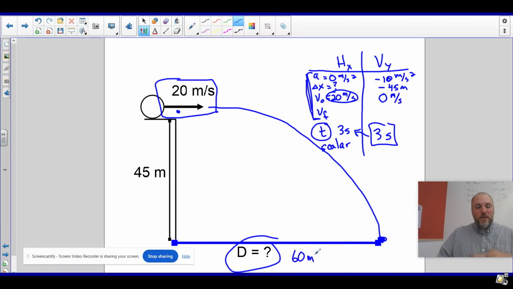Okay? So two-dimensional motion sounds very complex. It seems like it might be a challenge. However, if we break it into two separate problems that we've already done before and that we're comfortable with, you have a constant speed problem in the horizontal direction and a free fall problem in the vertical direction. It seems a little bit more manageable. Okay, so hopefully that'll get you started on horizontally launched projectiles.